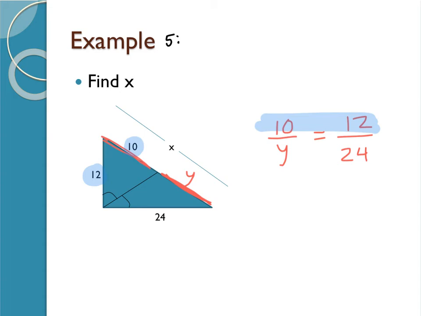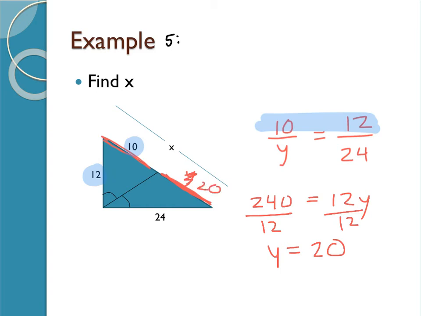Now how do we solve for y? Cross multiply. So we get 240 is equal to 12y. We divide by 12, and what do you get for y? 20. So y is 20. So then what would that make x? 30. Perfect.